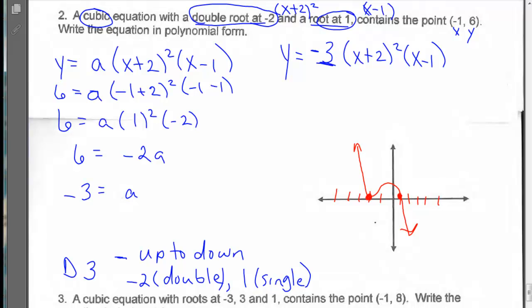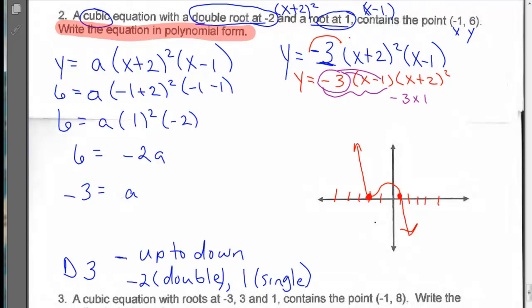Now I've got one other piece I have to do. Notice the question, write in polynomial form. So that means I need to expand this out to its complete form. I want to multiply the -3 to the x minus 1. That's -3x plus 3. Now I want to expand x plus 2 squared, and that's going to be x squared plus 4x plus 4. Now I can multiply these two together.